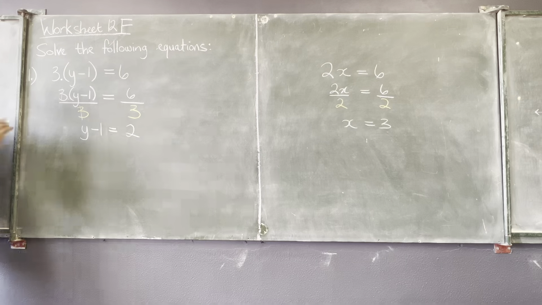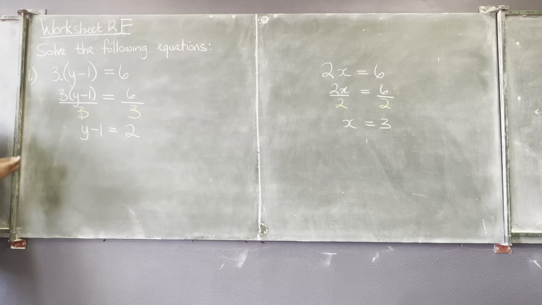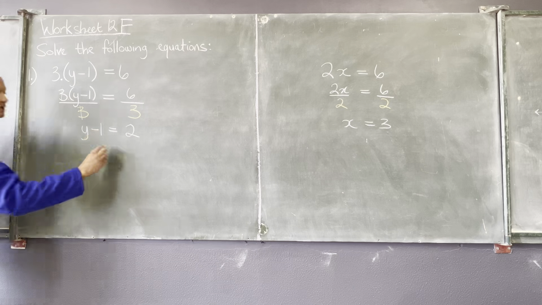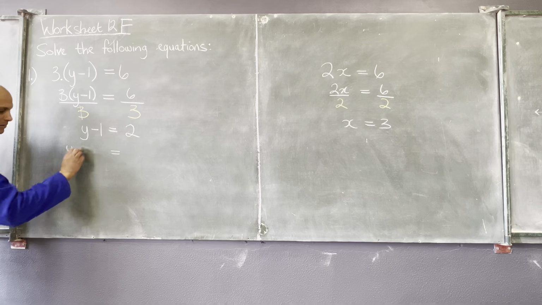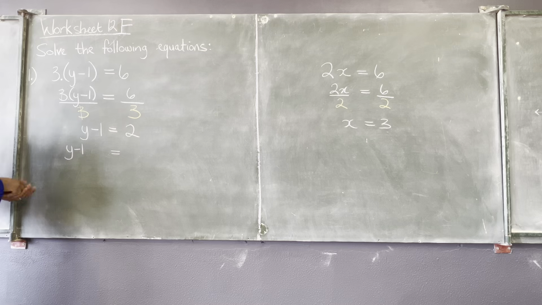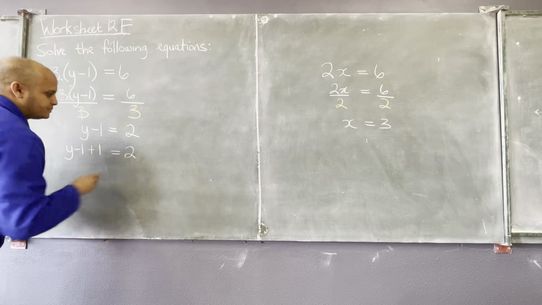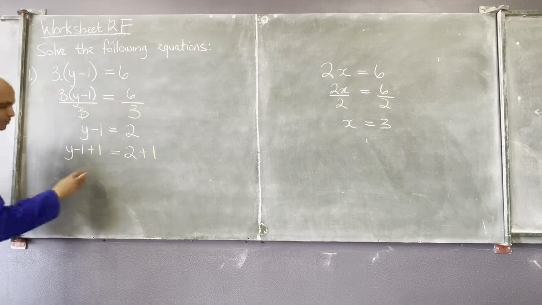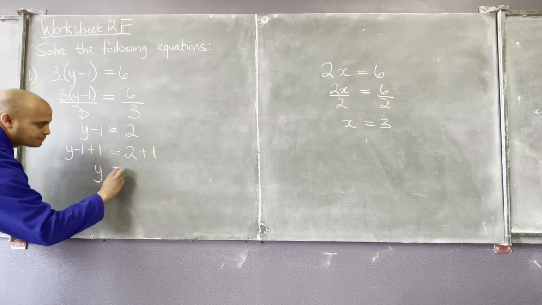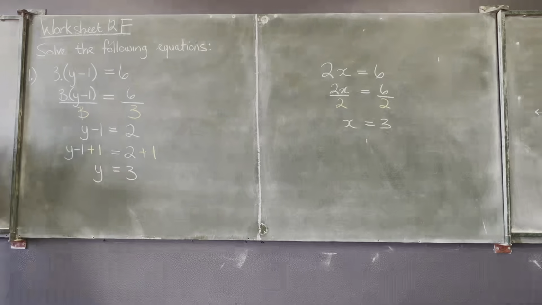Okay, just bear with me. I will show you the other way, of course, which is the way that I think most people will prefer. What do I need to do now to isolate my y? I would add 1 to both sides, right? So I would say y minus 1 plus 1, and I would of course say 2 plus 1 as well. So y equals 3.